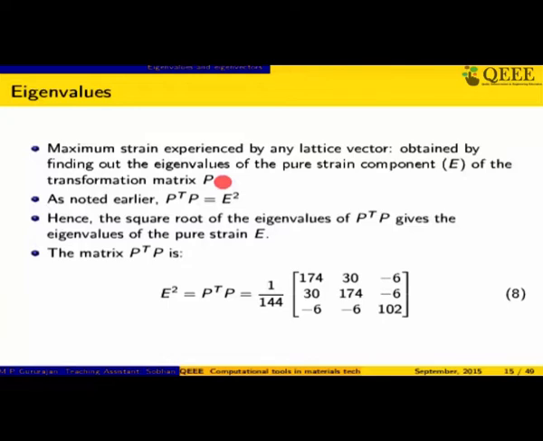So we know the P matrix. So we can take P transpose P, that will be equal to E squared. If you can calculate the eigenvalues of P transpose P, that will be the eigenvalues of E squared. Eigenvalues of E squared and eigenvalues of E are connected through a square root, and the eigenvectors don't change. So if we can get the eigenvalues of P transpose P, and if we take the square root, then those will be the eigenvalues of pure strain E. Those eigenvalues will tell how much is the maximum strain experienced by any lattice vector.